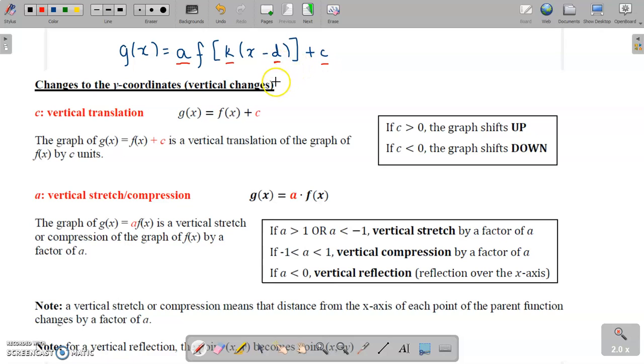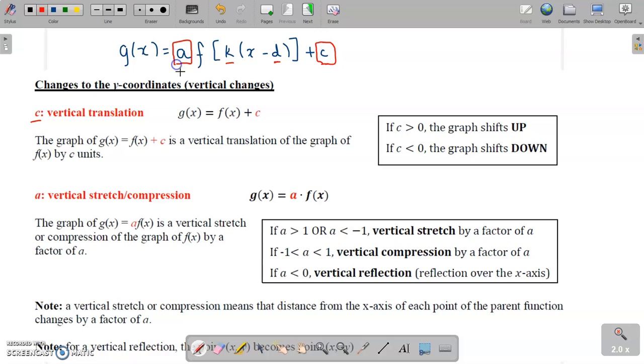The different parts of this transform function, which are a, k, d, and c, transform different parts of the initial or parent equation. The c value is responsible for a vertical translation of the original graph. If c is greater than 0, the graph shifts up, and if c is less than 0, the graph shifts down.